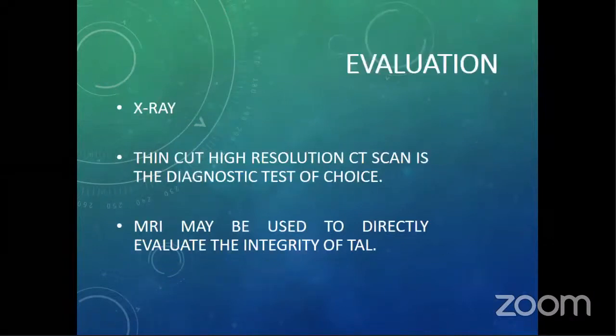Okay, so we will evaluate the patient of atlas fracture with X-ray of the cervical spine, for which we need three types of views: the cervical spine X-ray lateral view, AP view, and open mouth view, which we will discuss later. CT is the diagnostic test of choice, and we will advise a thin cut high resolution CT scan. MRI is another modality of choice and may be used to evaluate the integrity of the ligaments present in the cervical region.